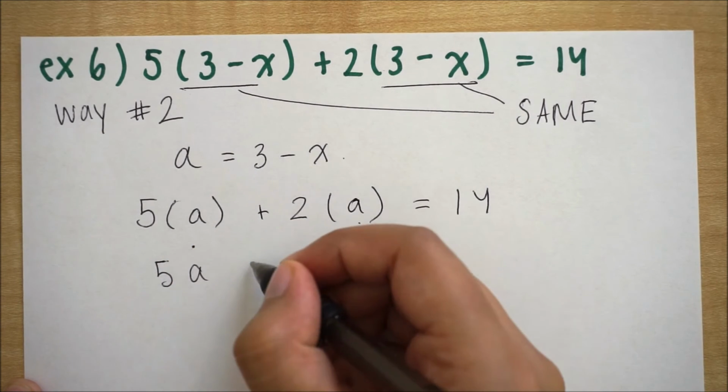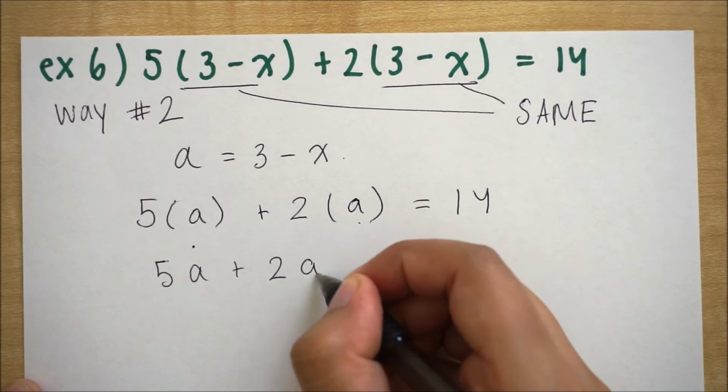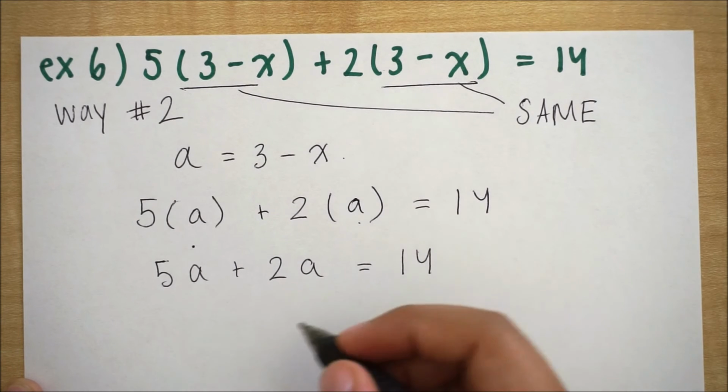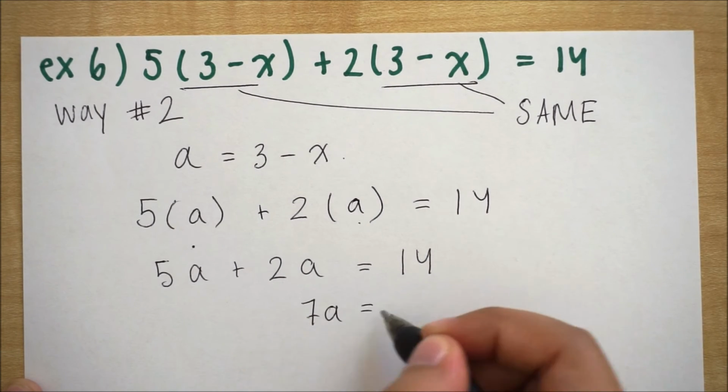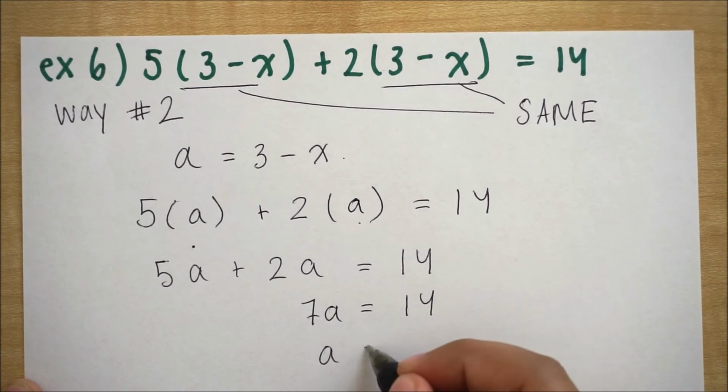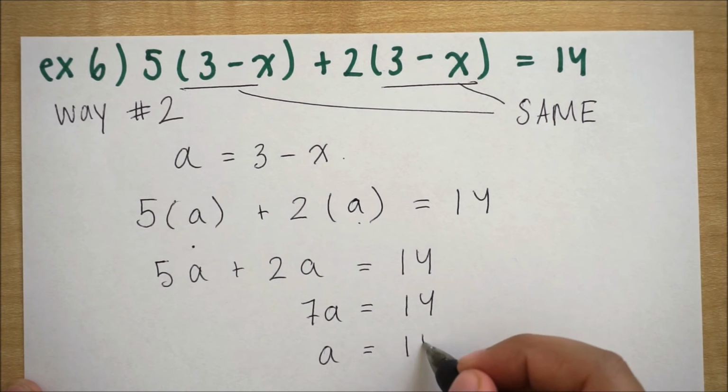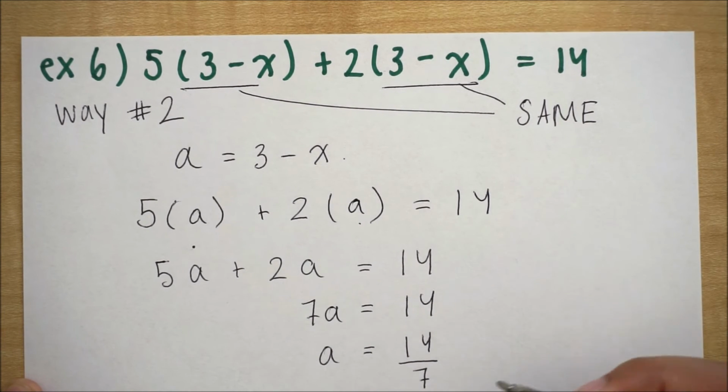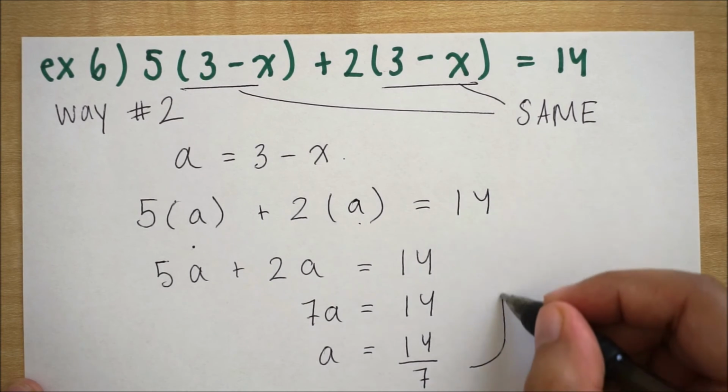So what is 5a plus 2a? These are like terms. We can go ahead and add them. So 5 plus 2 is equal to 7a, and that's equal to 14, and we can divide both sides by 7 to get a is equal to 14 over 7, which just means a is equal to 2.